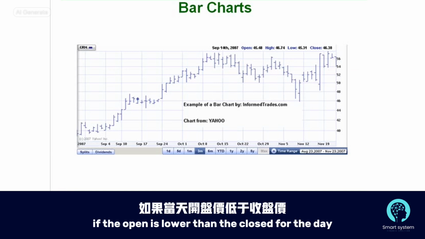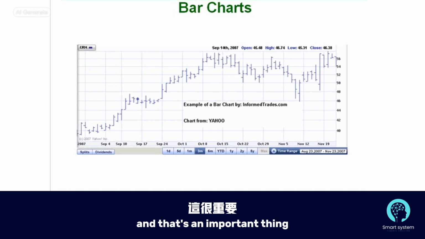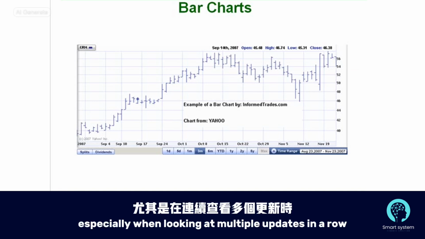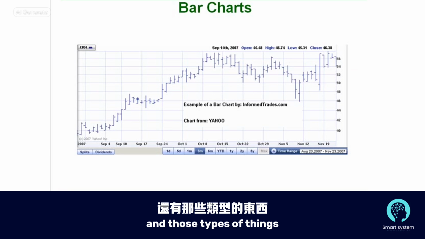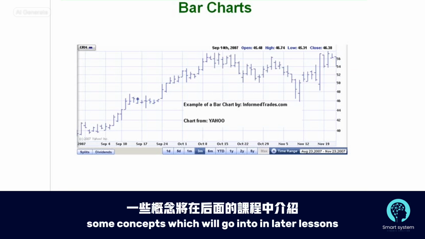If the open is lower than the closed for the day, then you've had an up day. And that's an important thing to be able to see on the chart, especially when looking at multiple up days in a row, and those types of things when trying to determine where to place trades. Some concepts which we'll go into in later lessons.